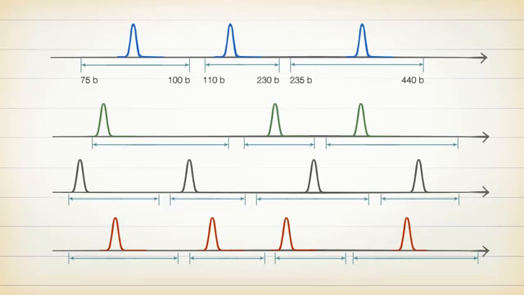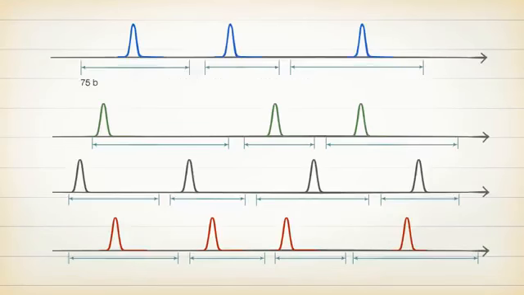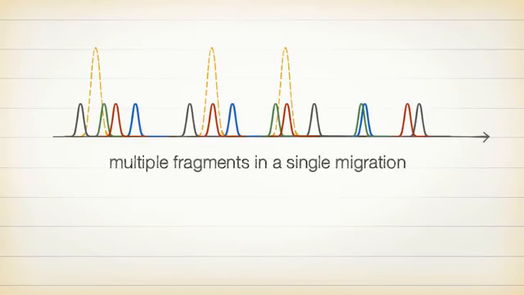With a genetic analyzer, multiple dyes can be detected at the same time, so you can use different dyes to label DNA fragments in similar size ranges. Being able to select a mix of fragment sizes and fluorescent labels allows a high level of multiplexing, letting you analyze multiple fragments in a single migration.